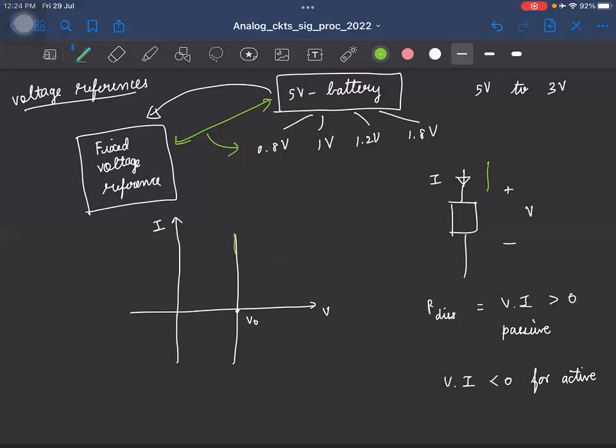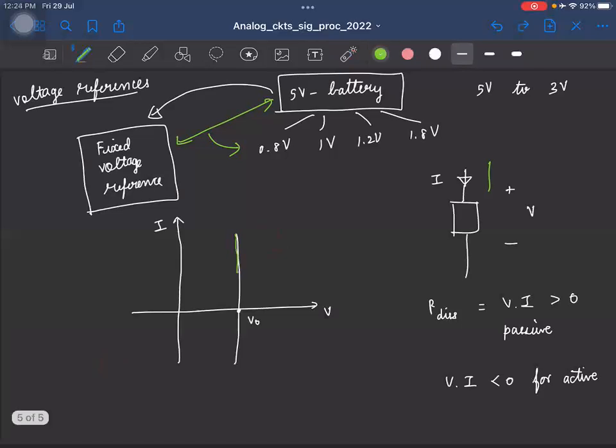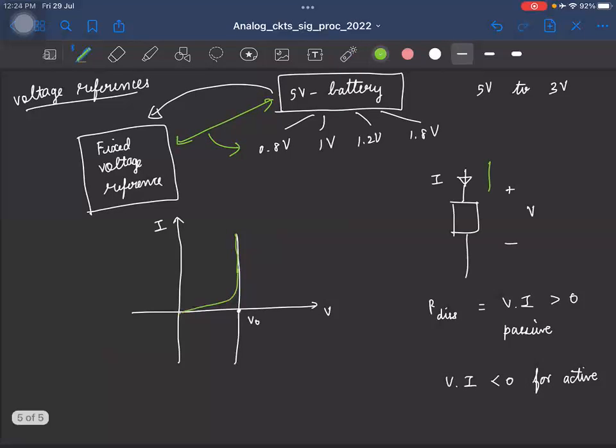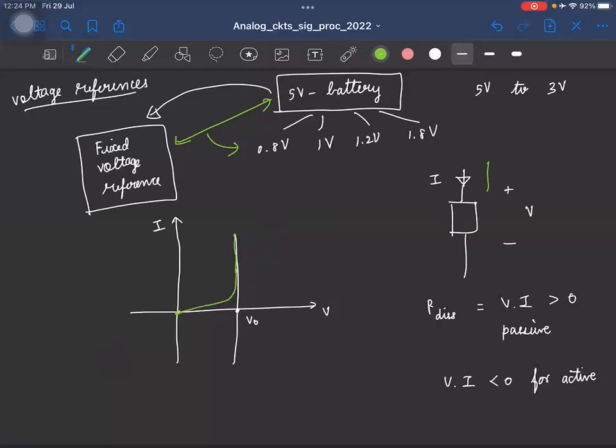So I want this to be constant, but I cannot enter this quadrant, right? I cannot enter the fourth quadrant. So what will happen? Yeah, so ideally it should do something like this, and it has to pass through the origin, remember. And then it will do something. So this is an important thing for passive devices: it must always pass through the origin, because it can lie only in the first and third quadrants.